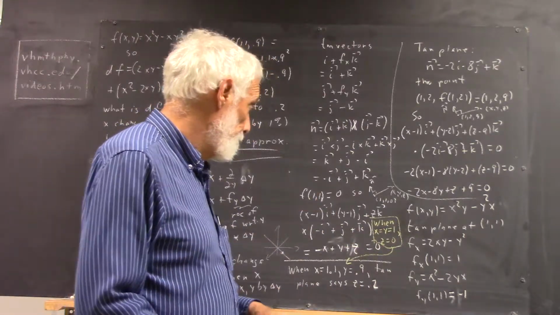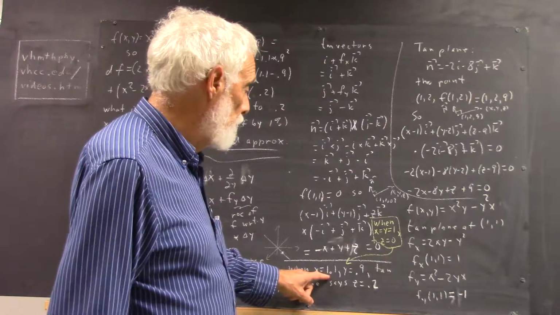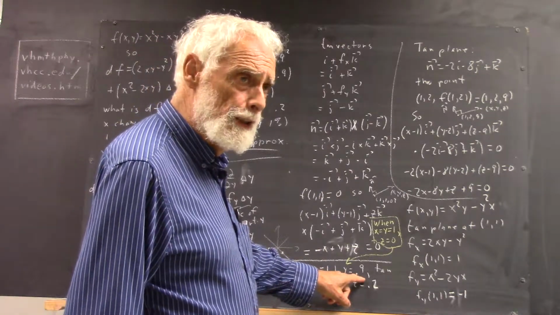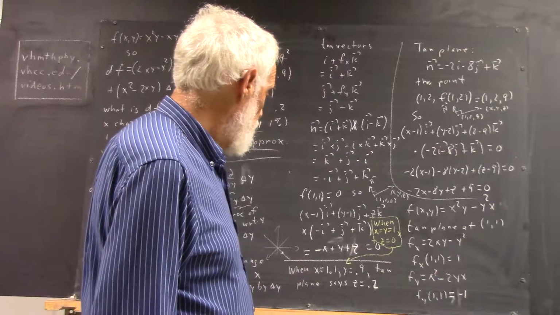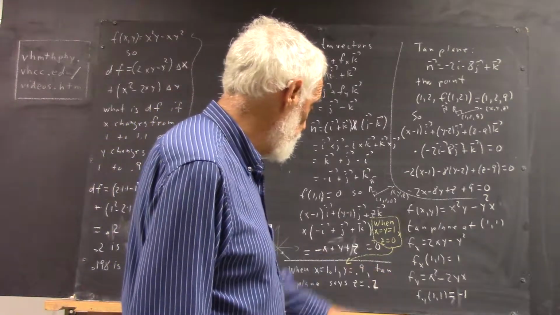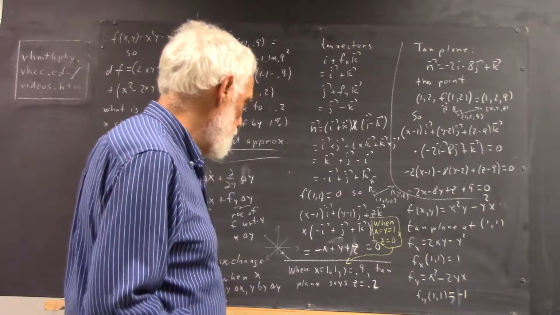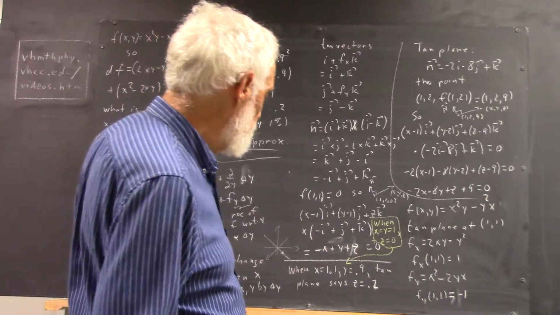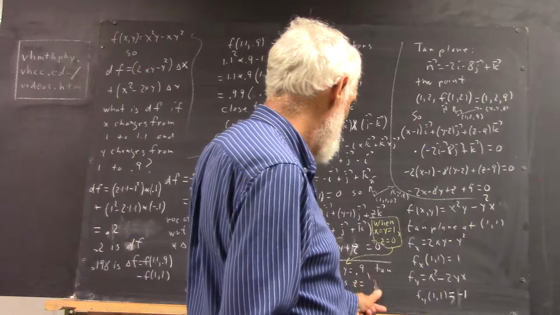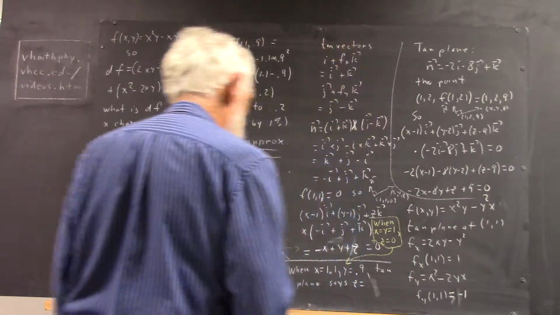Now, when x equals 1.1 and y equals 0.9, the tangent plane tells us that z equals what? I'd say z equals 0.2. Let's write it out explicitly.